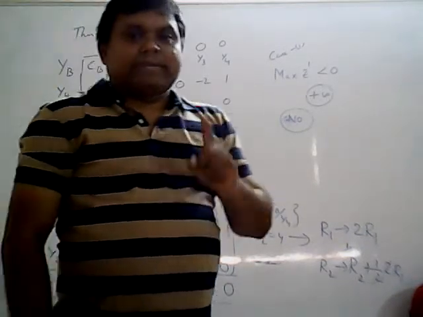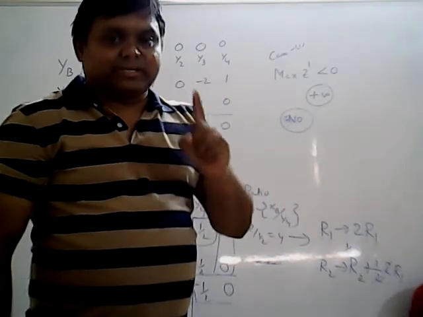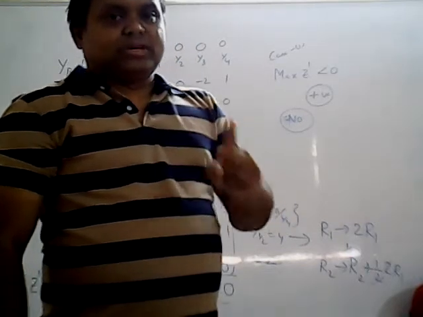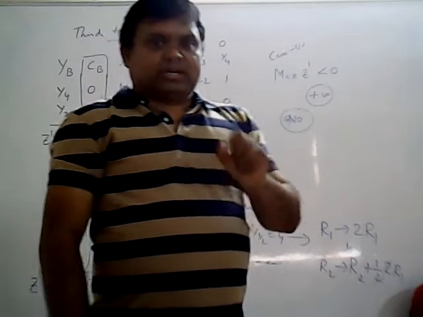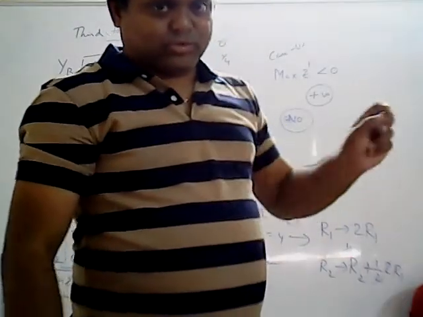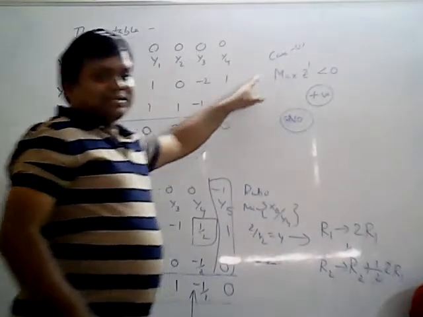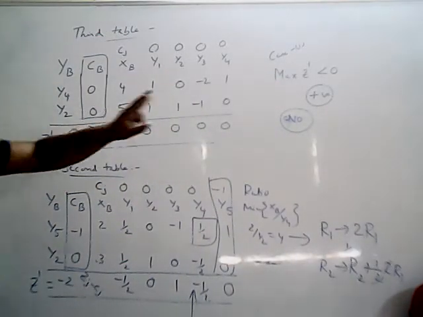Case 1 is what? Maximum z dash less than 0 and one artificial variable is present in the basis at a positive value. Positive value means more than 0. Then what is the conclusion you have to write? Then the given LPP does not possess any feasible solution, and there will be no solution to that problem. So this case does not come here because you are not getting z dash less than 0. So case 1 you won't get.